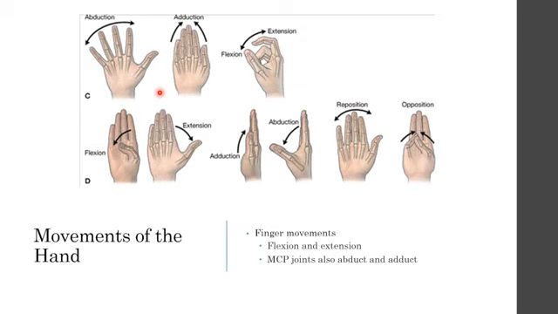The thumb is a little different. While we're referring to the thumb, we also have the saddle joint. So not only are we able to flex and extend about the thumb, abduct and adduct, we are also able to engage in what we call opposition and reposition. And this occurs only at the thumb.